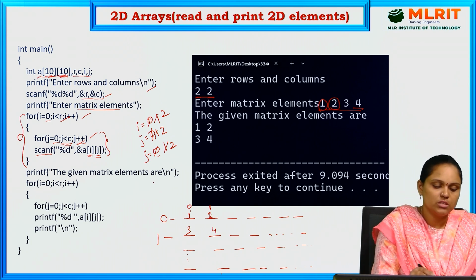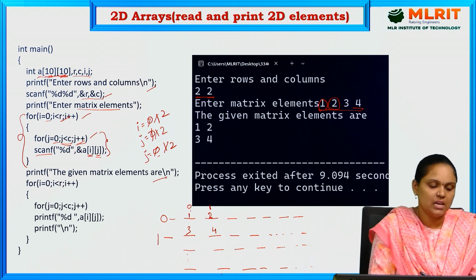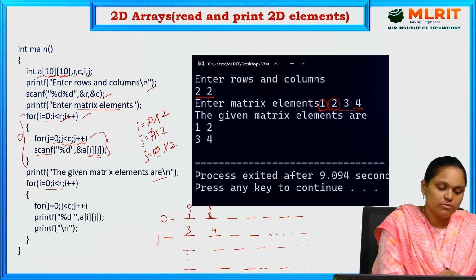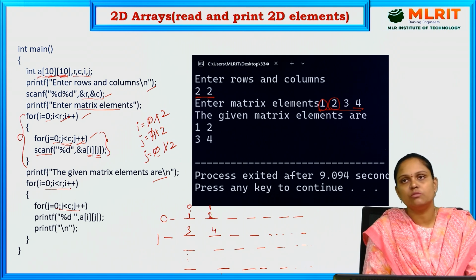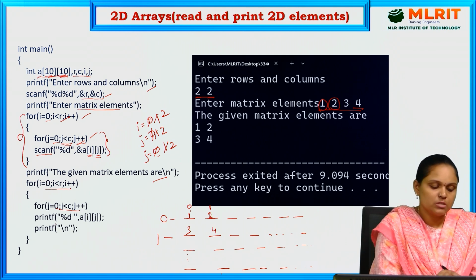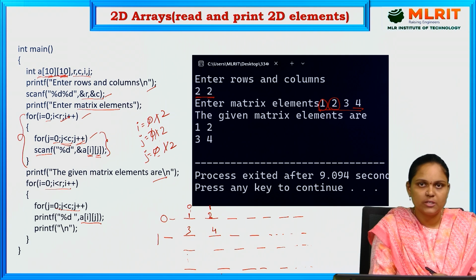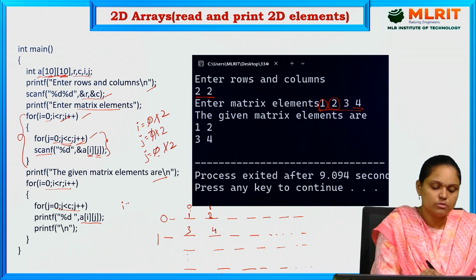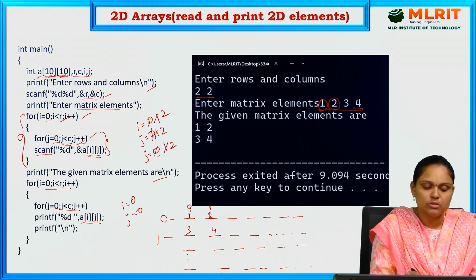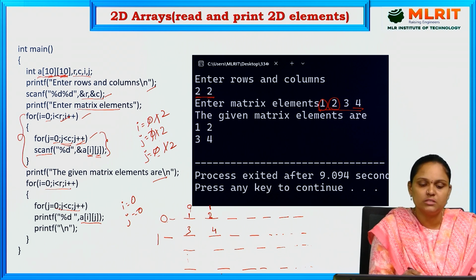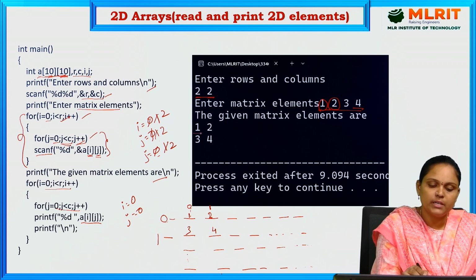So here by using this printf, we are asking for the given matrix elements, and see here we are using an inner for loop and also an outer for loop. The inner for loop is for columns and the outer for loop is for the rows. By using this printf statement, we are printing a of i j. Initially the i value is 0 and the j value is 0. So a of 0th row index and 0th column index, the value is 1. So the 1 will be printed.